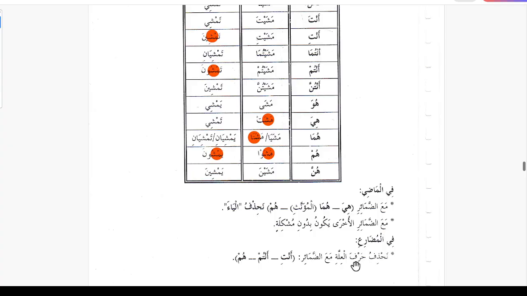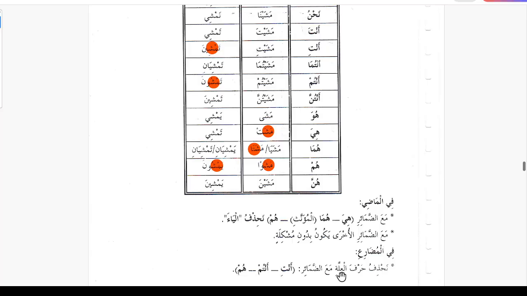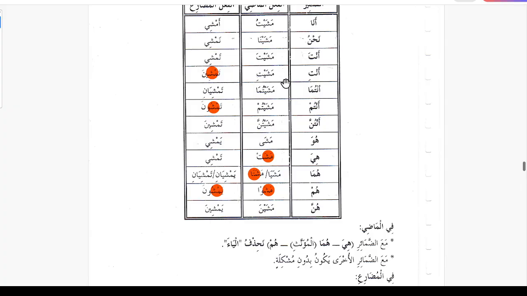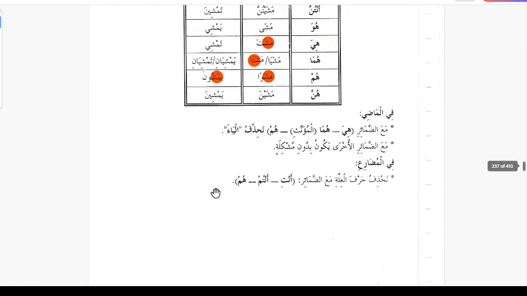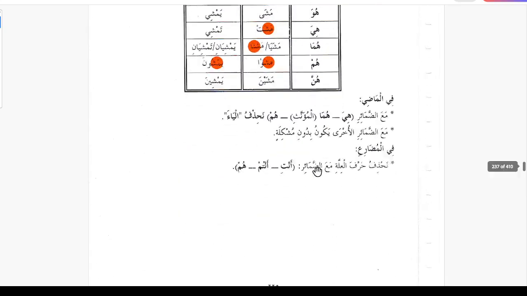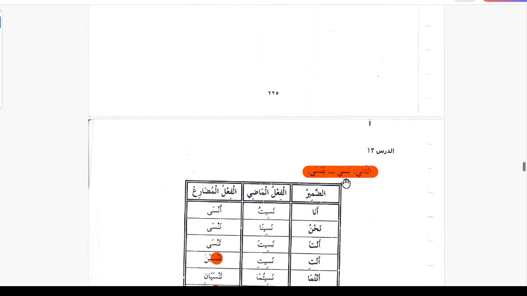Similarly, in fail mudare, we omit the harful illa for the pronouns anti, antum and hum. It should be tamshiyina, but the ya is omitted, so it becomes tamshina. Here it should be tamshayuna, but ya is omitted, so it's tamshuna. And hum similarly is yamshiyuna, where ya is omitted, because it seems it is for ease of pronunciation, so it just changes to yamshuna. So the harful illa is omitted. That was the first group, masha yamshi, and the second one is nasiya yansa, to forget.